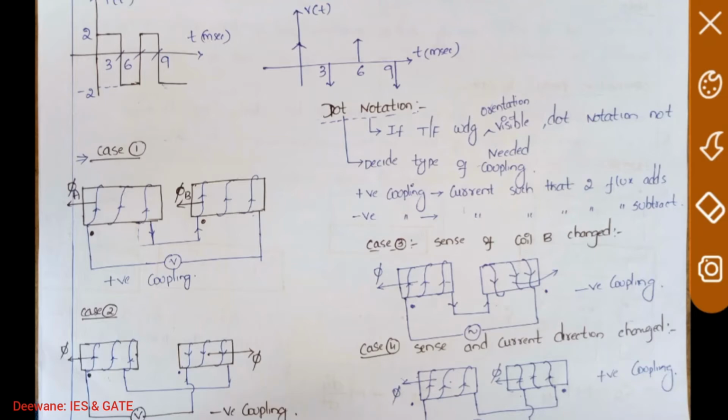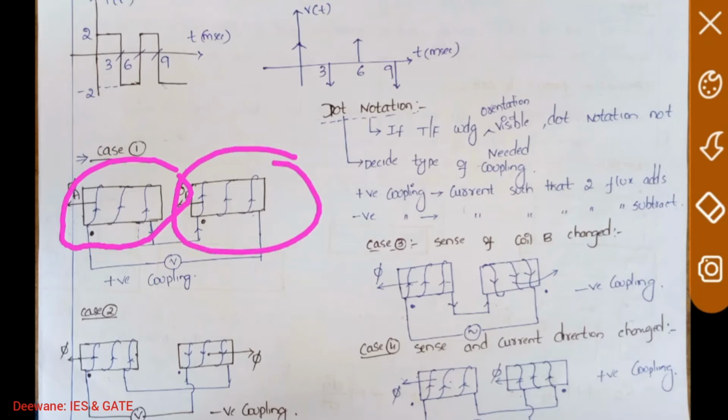This is important. I am going to discuss very slowly. This is very important. Nowadays questions are being asked on dot convention. If you see the trend of GATE from 2015 onwards, there is one question on dot convention, though in 2019 I think there is no question, but this is an important topic. Take a winding with this orientation and current flowing, and take this orientation and current flowing.